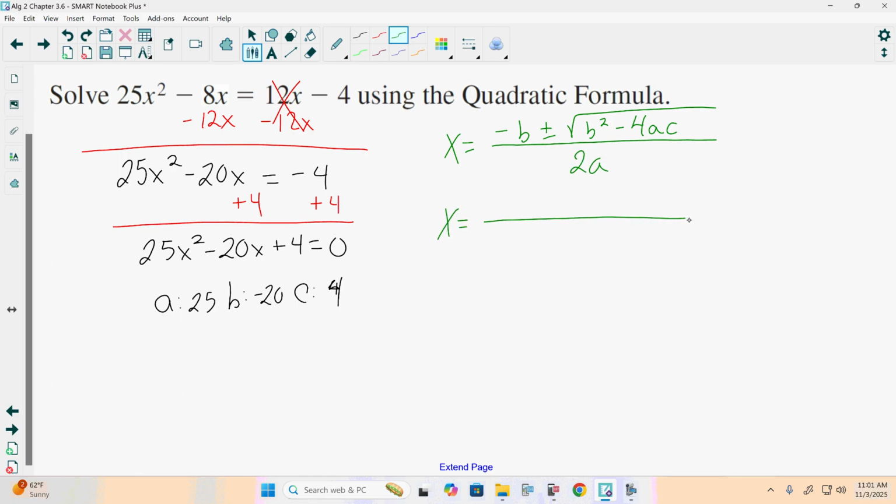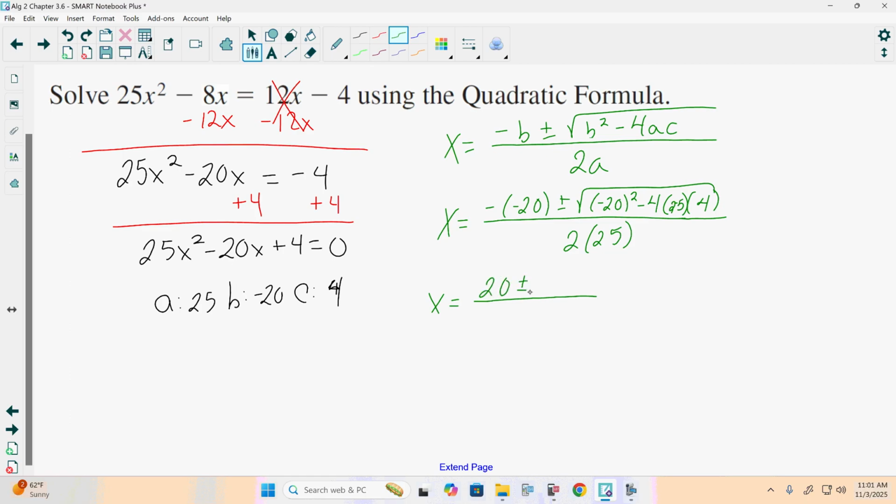So we have negative B, so that'd be -20, plus or minus the square root of -20² minus 4 times A, which is 25, times C, which is 4, all over 2A, 2 times 25. So we plug -20 into the 2 spots for B, plug 25 in the 2 spots for A, and 4 in the 2 spots for C.